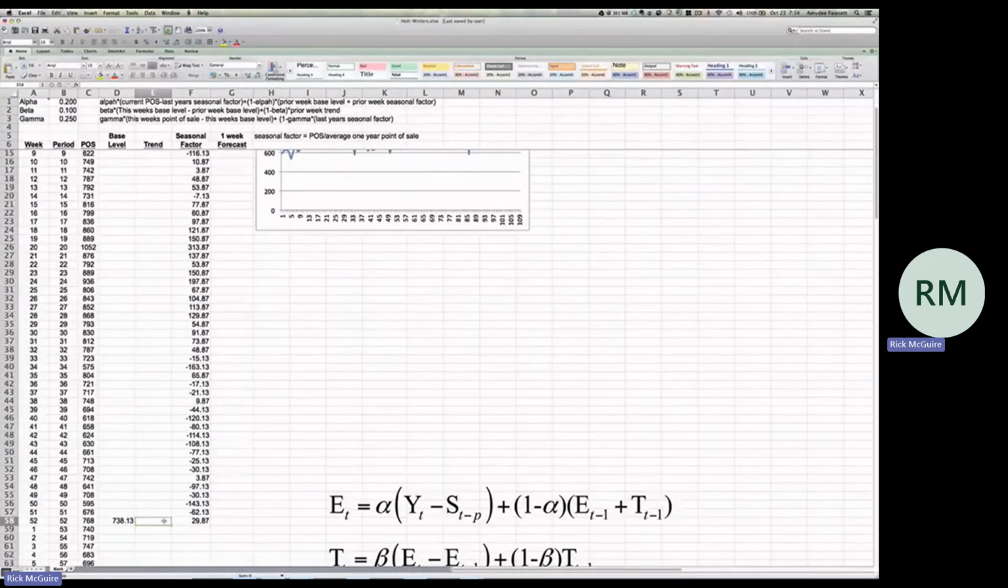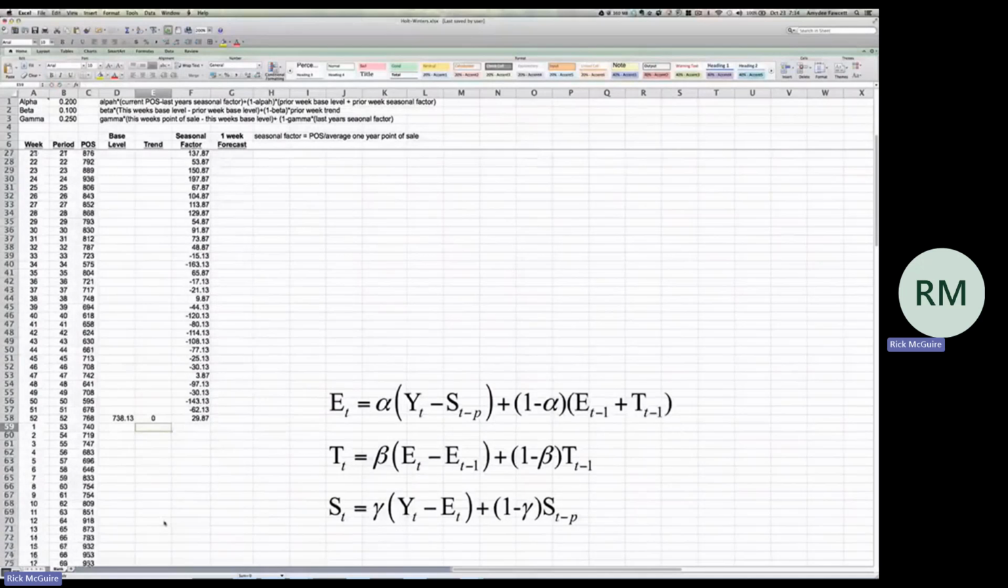And last but not least, we're going to seed the trend factor. Now this is the easiest thing ever. We're simply going to seed it with 0. That's a common practice. So now we have beginning estimates for base level, trend, and seasonality.